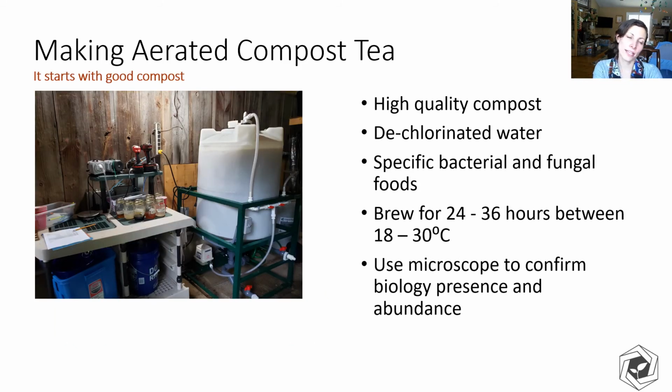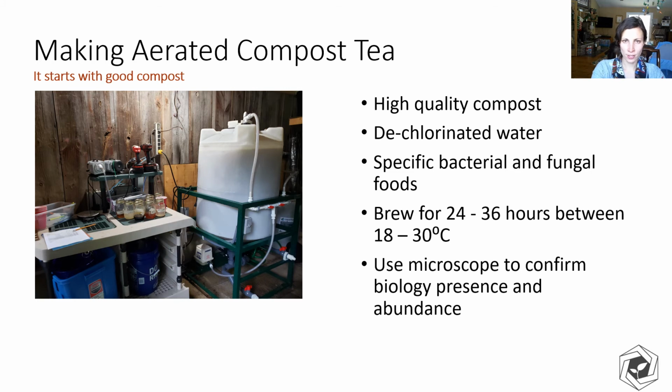Making aerated compost tea. It starts with good compost. So we get our high quality compost because that's the source of all of the organisms that are going to end up in this compost tea. Then we add water, and it should be dechlorinated water. So well water is excellent, but if you have to use chlorinated water, you can bubble it for a while to let it off gas the extra chlorine. And then we add foods. So when we're making an aerated compost tea, we're actually growing the microbes that were in that 5 to 6 pounds of compost per 100 gallons.